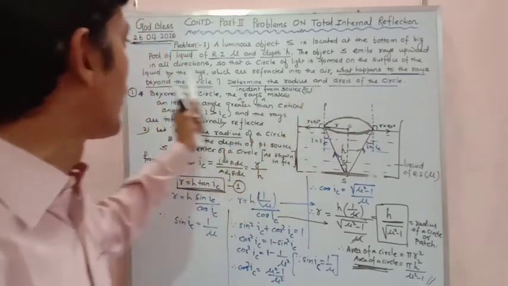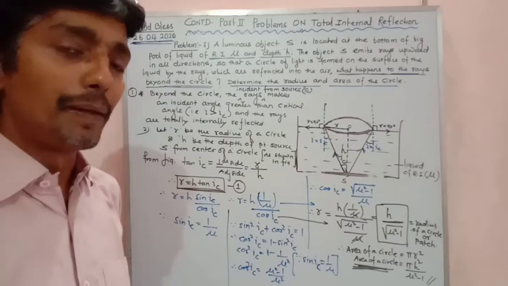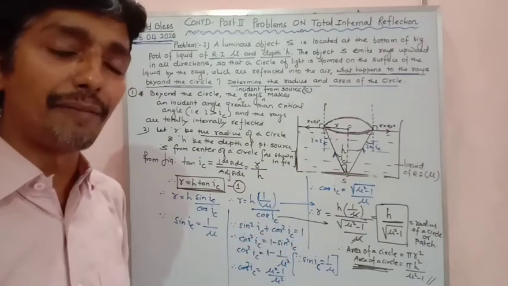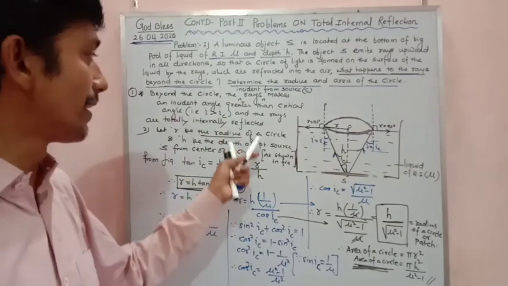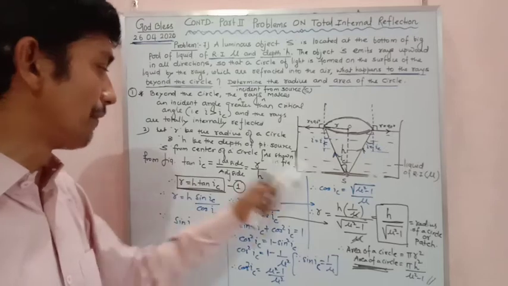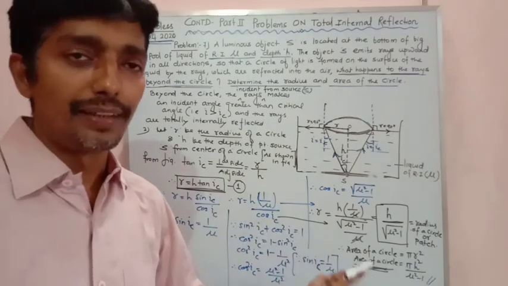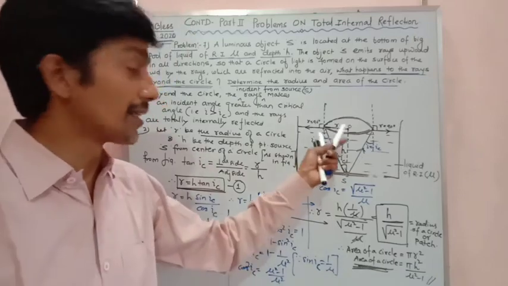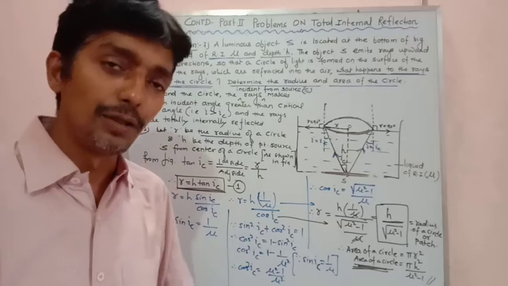What happened to the ray beyond the circle? So beyond the circle, I will be greater than IC, because the circle is formed by the refracted ray when I was less than IC. So beyond the circle, I will be greater than IC, and the entire ray will be internally reflected. And by the concept of internal reflection, I have obtained the radius and the area of the circle which is formed due to the refracted ray. I hope it is clear.